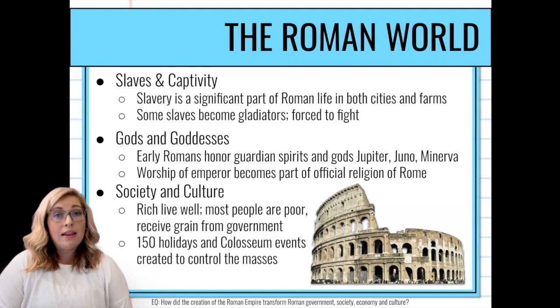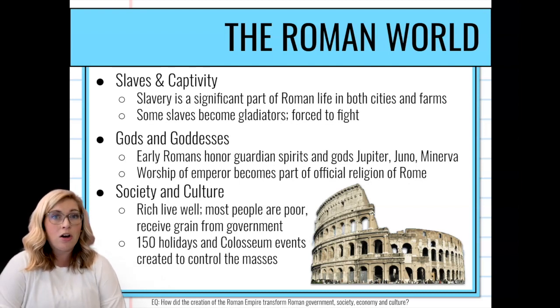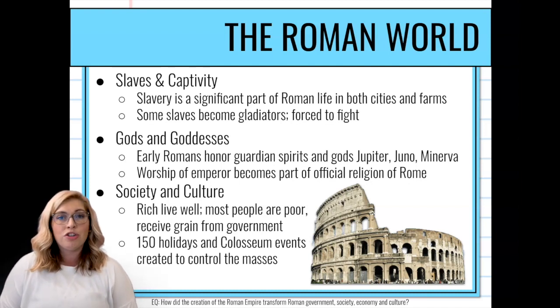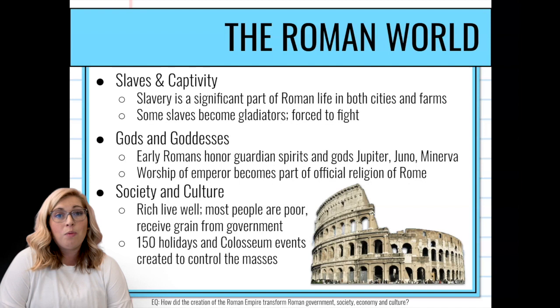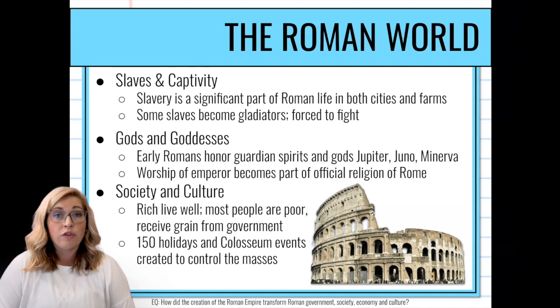But they created these events, and the Colosseum, when I say to control the masses, it was a way to say, hey, don't take us over and cause chaos in the streets, because we're giving you these free things that are fun to go to. And so it was a way in which they can control the public, to keep control of civil unrest, basically.